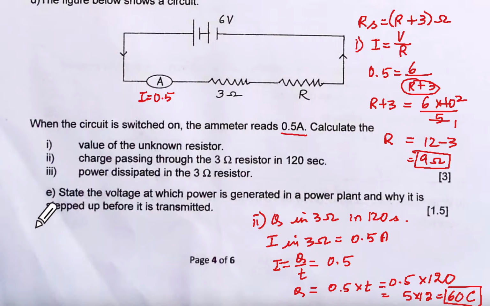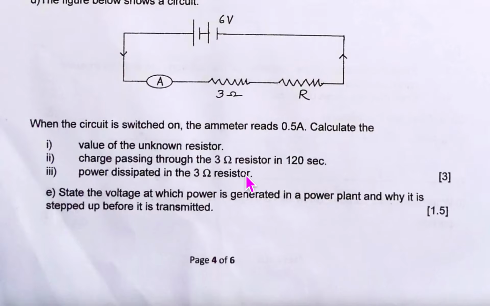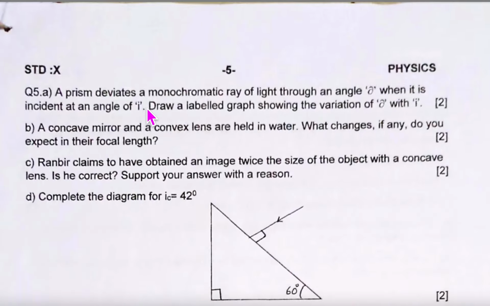The power dissipated. Very good, power dissipated is going to be equal to I square R. So I is 5 upon 10 into 5 upon 10 into R is 3. Is it doable? 25 into 3 is 75, so 0.75 watt. Understanding? State the voltage. This is a learning type of question from household electricity.